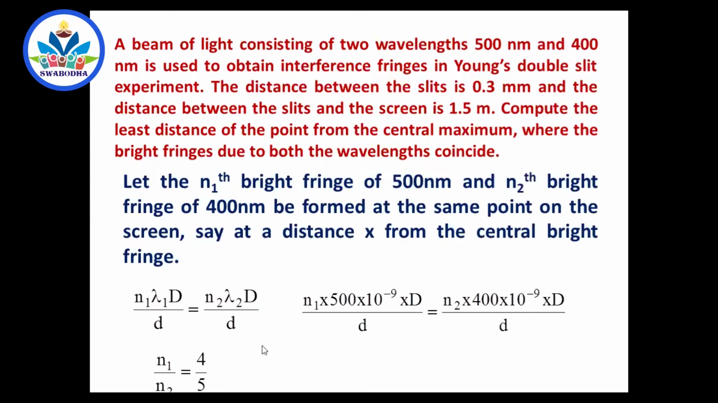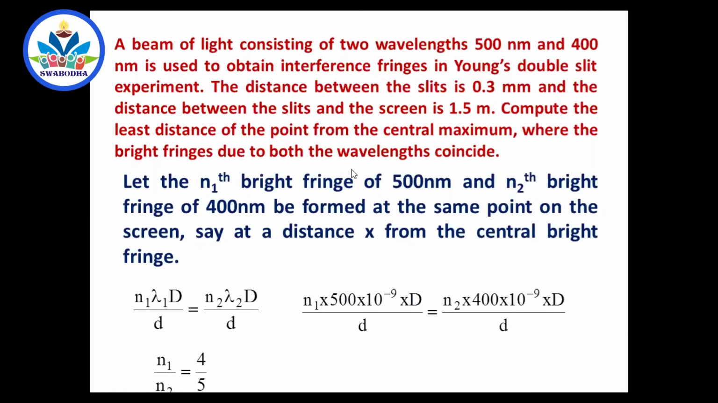4 by 5 is 0.8, sir. But here, see what is asked. Compute the least distance from the central maximum, from the central brightest fringe, at what minimum distance the bright fringes due to both the wavelengths coincide. If you switch on 400 nanometer, you should get a bright fringe there. If you switch on 500 nanometer, you should get a bright fringe there.